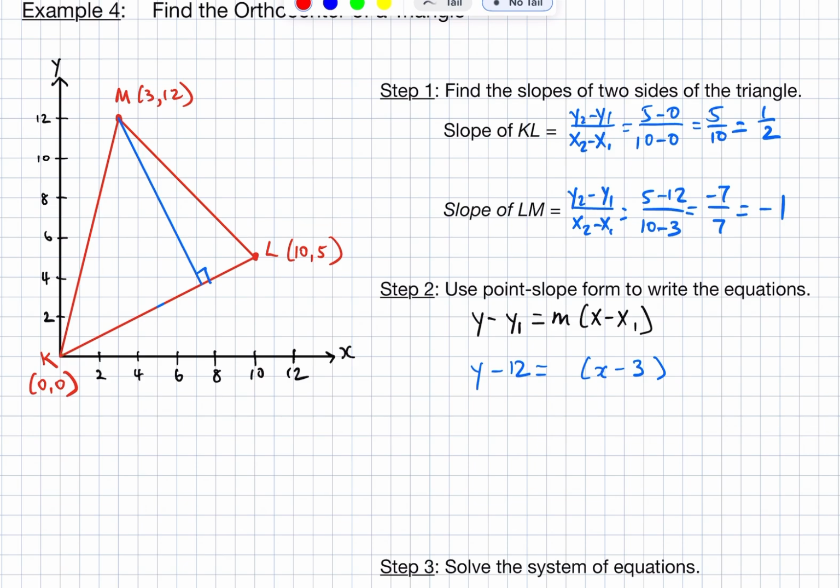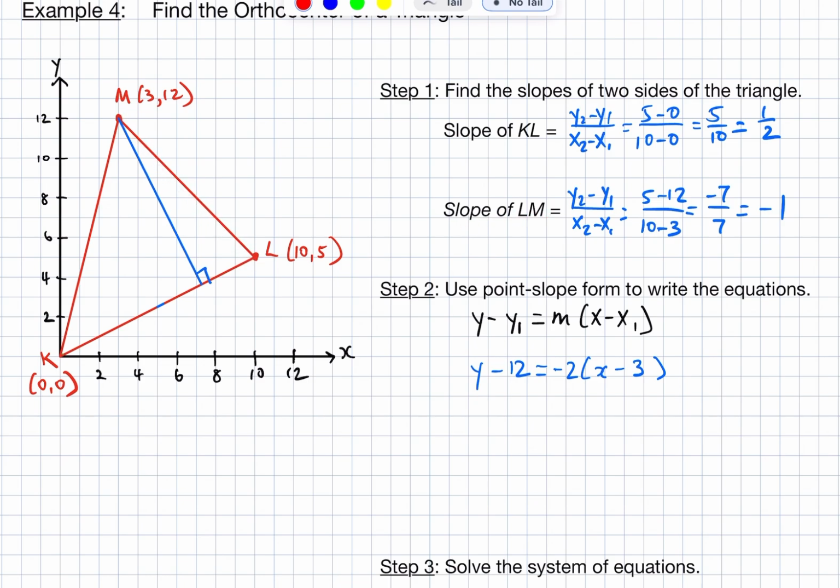And 2/1 negated simplifies to just -2. Okay, so now what we've done is establish the equation of the altitude. Now we need to do the same for another altitude. Okay, now we found the slope of LM, which is over here.